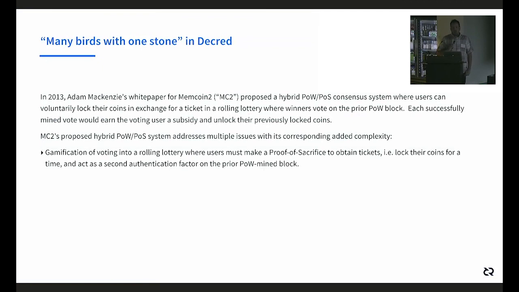So what was done here is very similar to what was done with Bitcoin. The gamification of voting into a rolling lottery, which is very similar to proof of work. You do a proof of sacrifice to demonstrate that you're at the casino and you're serious. And you do that, you obtain the tickets. And that takes a little while. It also acts as a second authentication factor on the proof of work. Proof of work is basically the single authentication factor that there is in Bitcoin on blocks that go into the blockchain. So if you lack this proof of stake validation on your blocks, the blocks are not considered valid.